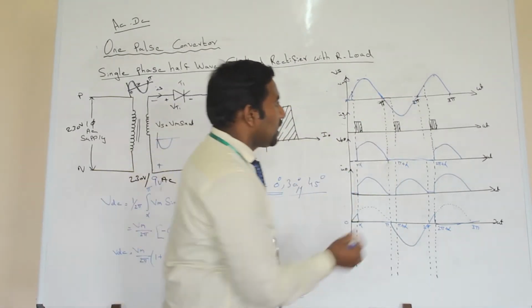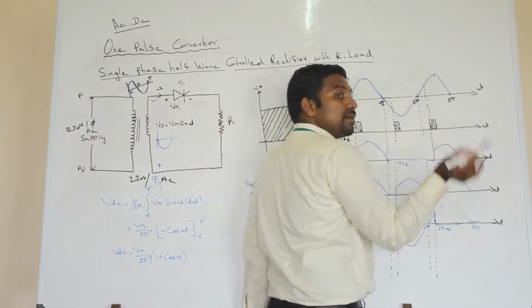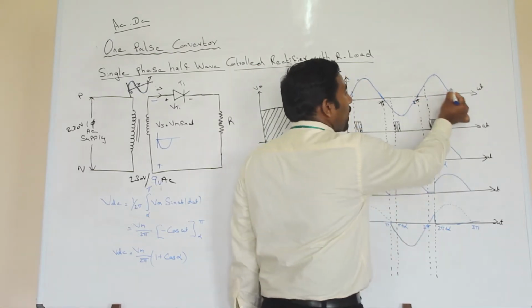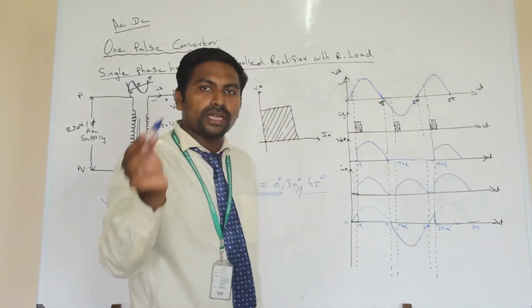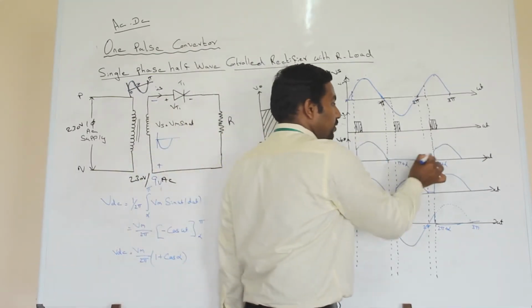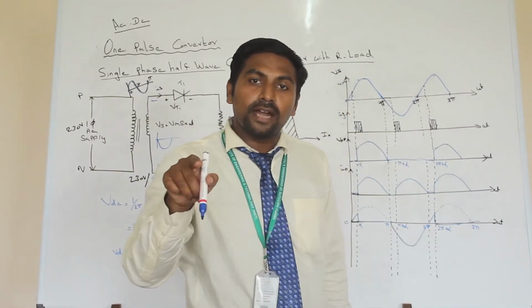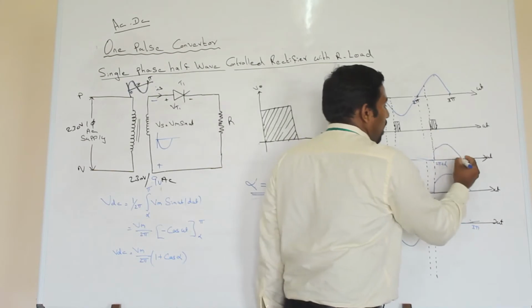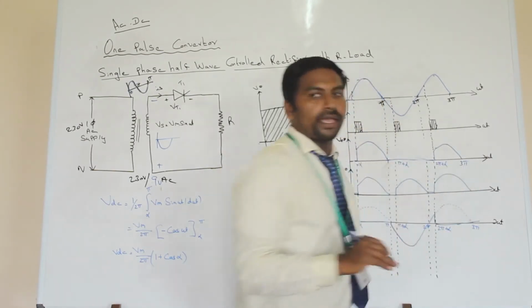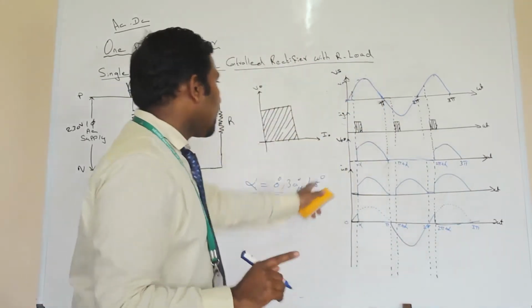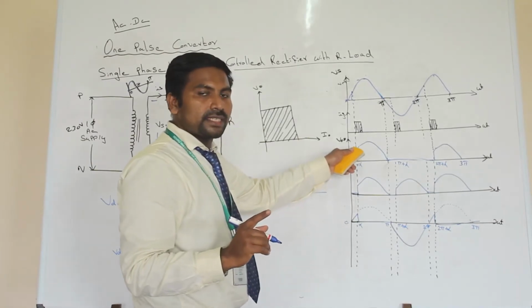Okay, can you understand? Then again you will apply the next positive half cycle voltage, 2 pi to 3 pi. In this 2 pi to 3 pi condition, again the conduction will start from 2 pi plus alpha to 3 pi. So here this is the output voltage.